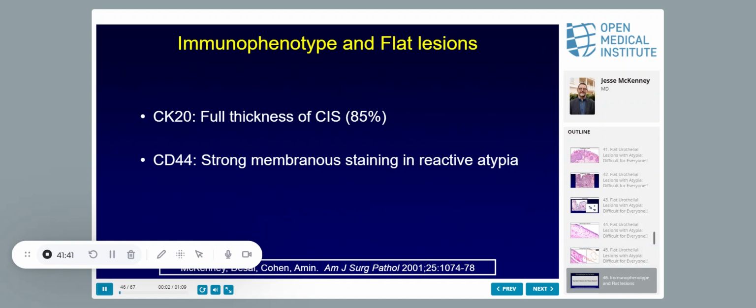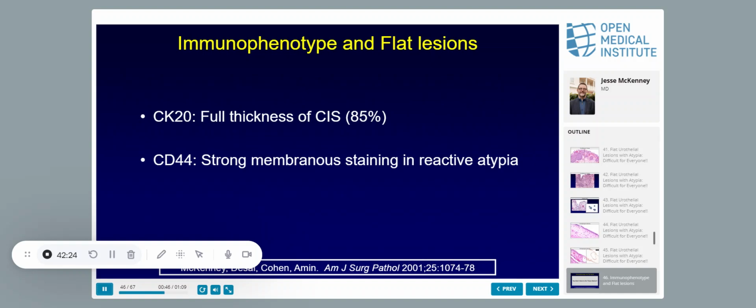Okay, here we get to your immunophenotyping. So in general, if you were only going to do two stains for flat lesions, to me, these are the two best. And I realize that probably not many people have CD44 because there's not a lot of other uses for it. We have it because we get so many of these, but frankly, I don't order it that often. What you have to realize is if you're going to do CK20, it often stains the full thickness of CIS, but the sensitivity is only about 85%. So 15% of CIS will be CK20 negative. So you've got to be okay with that.